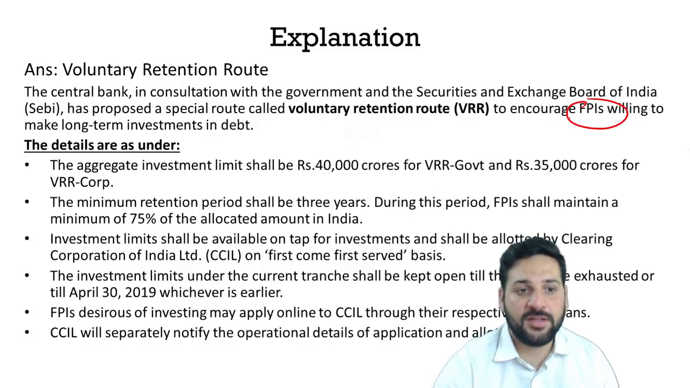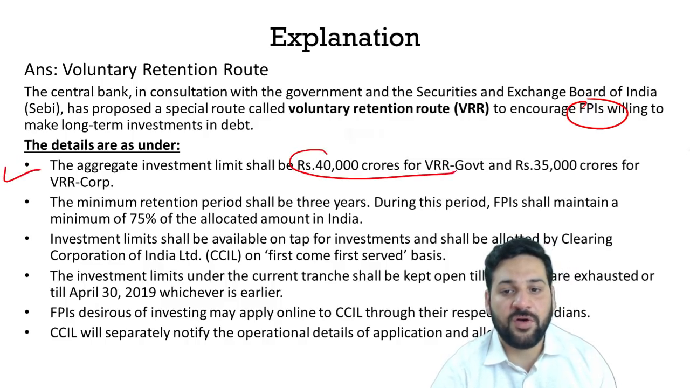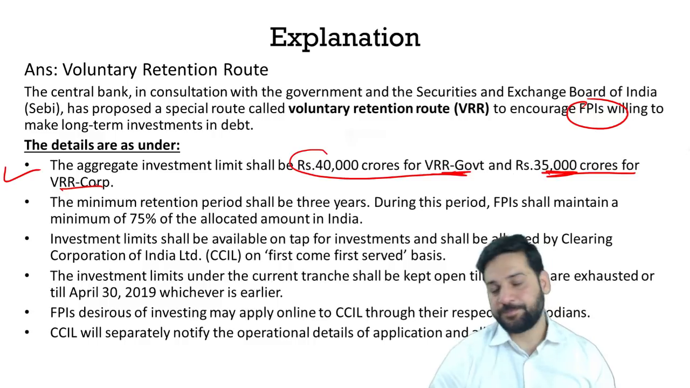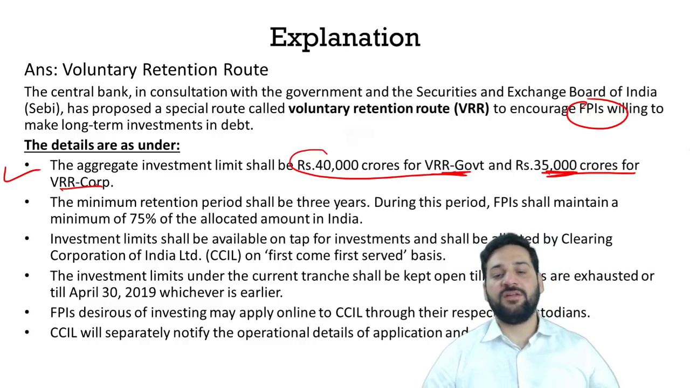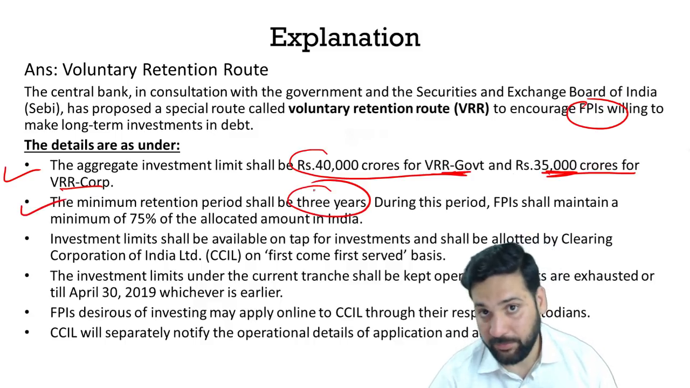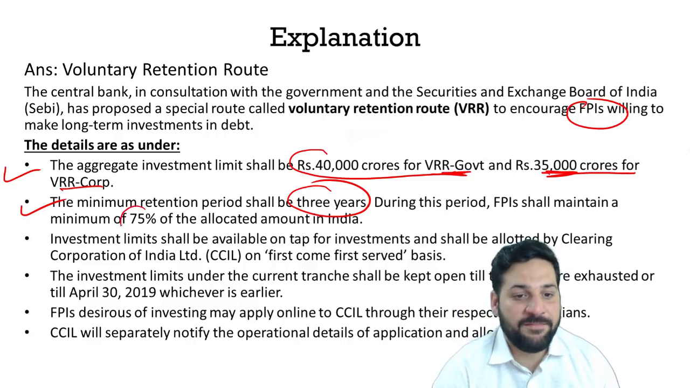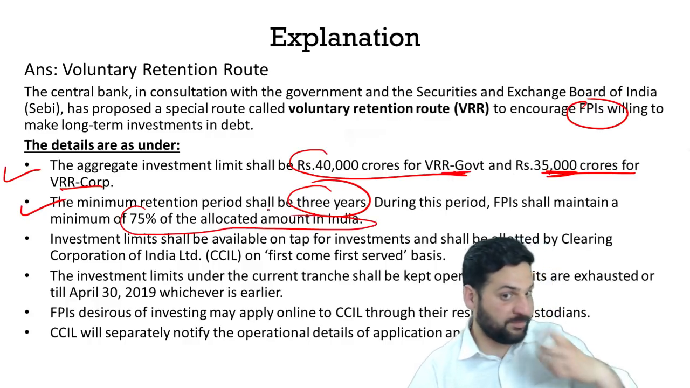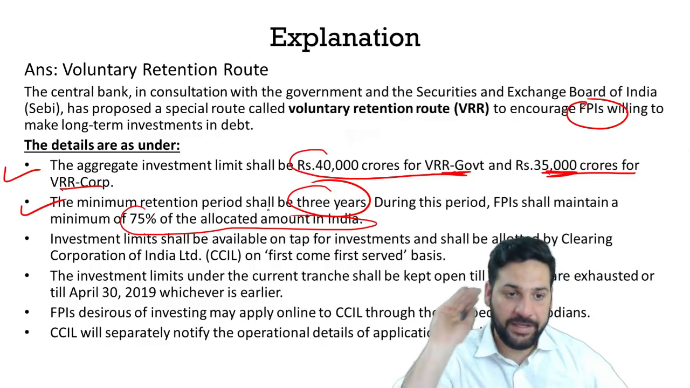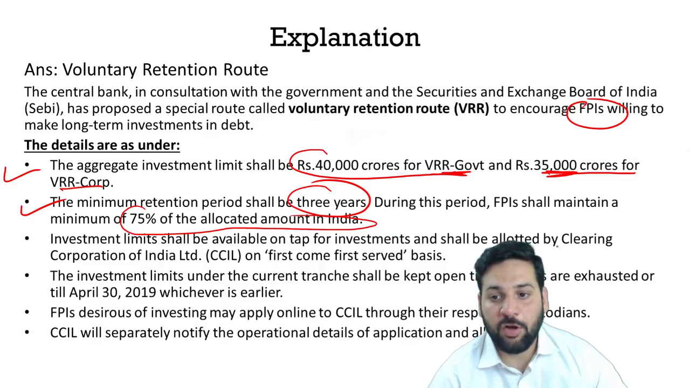But there are some conditions for the FPIs. First of all, there is a quota. The aggregate investment limit is 40,000 crore for investment in government debt and 35,000 crore for investment in corporate debt. And the minimum retention period is 3 years. That is important. The FPI should maintain 75% of the allocated amount in India. The investment limit shall be available on tap and shall be allotted by the Clearing Corporation of India on a first come first serve basis.